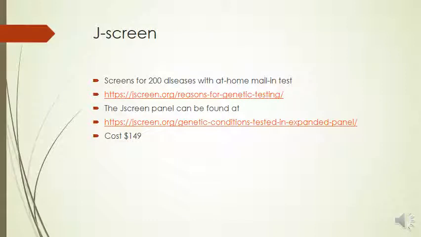Today we have made so much progress that the Jewish population can be screened for over 200 diseases with an at-home mail-in test offered by JScreen. It is a 4-year-old nonprofit affiliated with Emory University's Department of Human Genetics. They've screened thousands of people, and the test costs $149, which includes genetic counseling. And I have included a link to the website for the testing at Emory, and then I also included the link for showing you what the diseases are that are screened for by the JScreen.